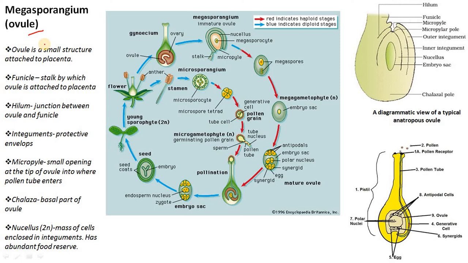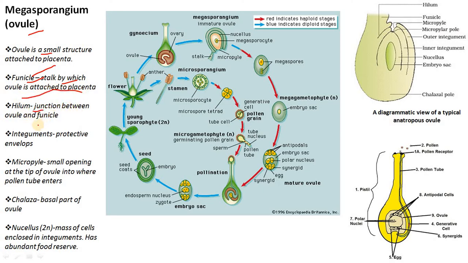The megaspore mother cell divides meiotically. One of the four megaspores is utilized while the other three degenerate. The functional megaspore forms the female gametophyte. The ovule is a small structure attached to the placenta, as we described earlier. The funicle is the stalk by which the ovule is attached to the placenta.